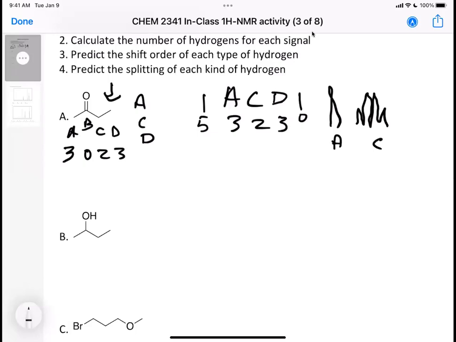So let's do D now. How many hydrogens are within 3 bonds of D? 2. So that's our N. So 2 plus 1 is equal to 3. So we have 3 peaks.